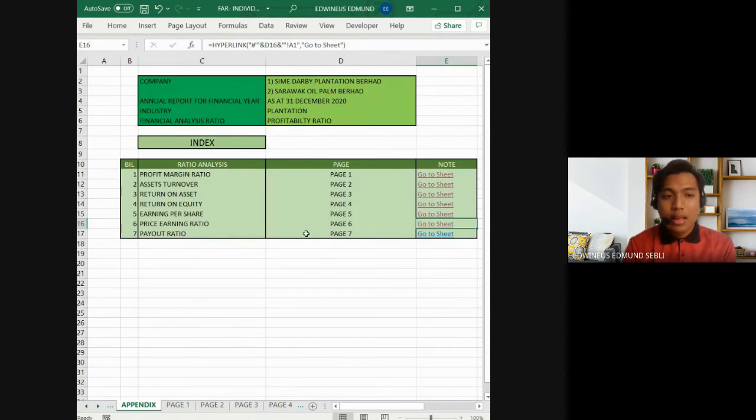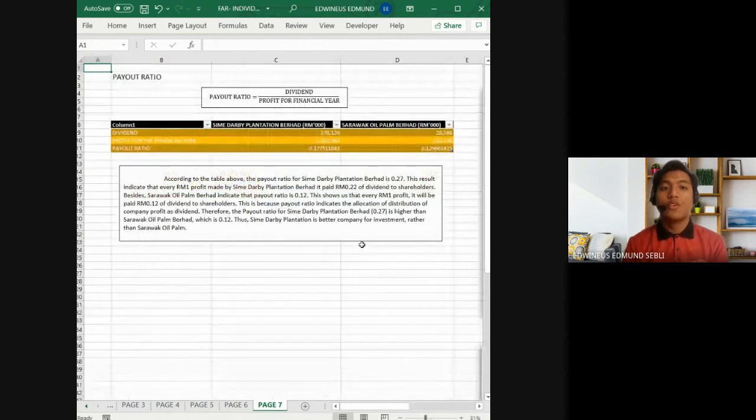So lastly, the payout ratio. Okay, so this is the payout ratio for both companies, Samdabi Plantation Berhad and Sarawak Oil Palm Berhad. So how to get the payout ratio? Dividend divided by profit for the financial year. According to the table above, the payout ratio for Samdabi Plantation Berhad is 0.27. This result indicates that for every 1 ringgit of profit made by Samdabi Plantation Berhad, it paid 22 cents of dividend to shareholders. Besides, Sarawak Oil Palm Berhad's payout ratio is 0.12. This shows us that for every 1 ringgit of profit, it paid 12 cents of dividend to shareholders.